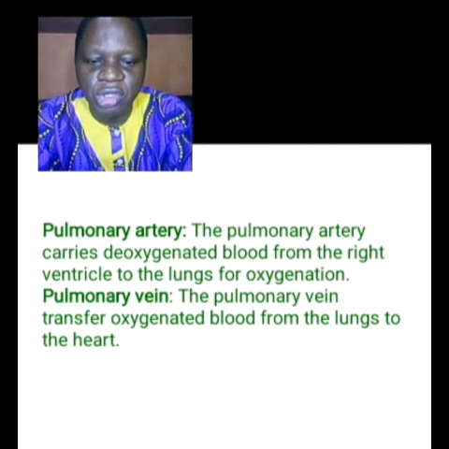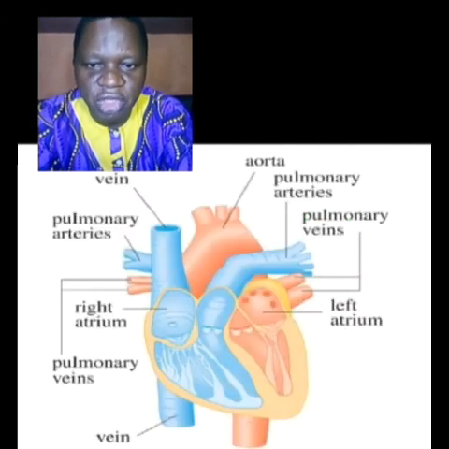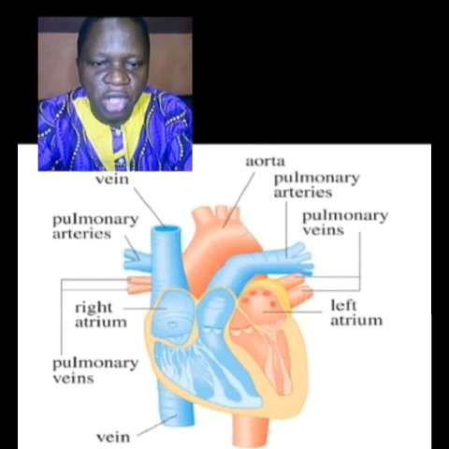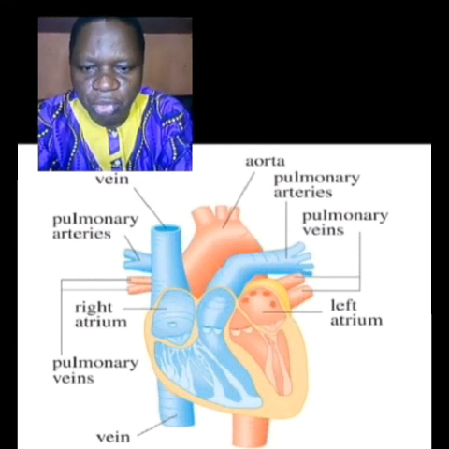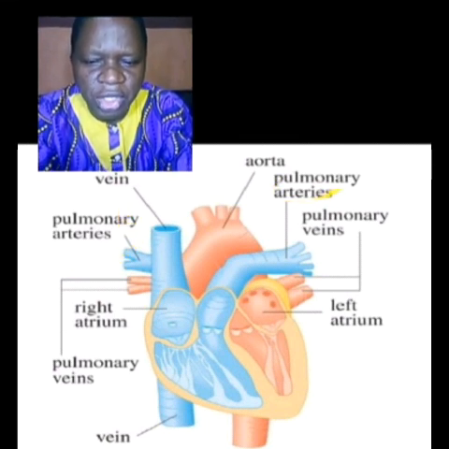Okay, you can see here you have the pulmonary artery, and then you also have another pulmonary artery here. Okay, you have the pulmonary vein here. So those are the functions of the pulmonary arteries and veins.